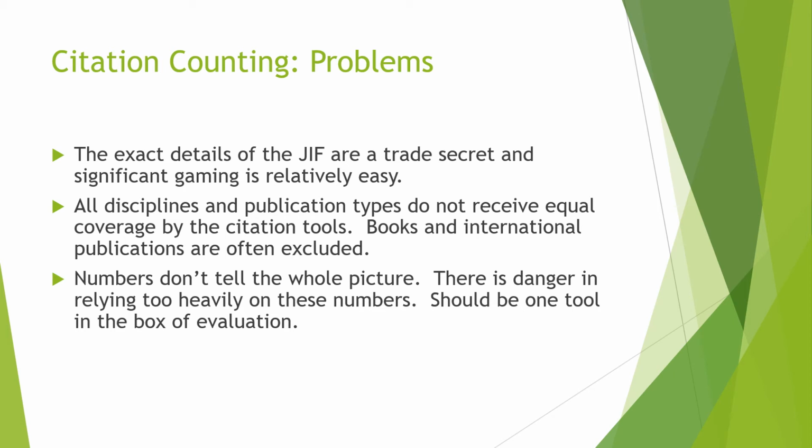All disciplines and publication types do not give equal coverage. For example, books are seldom covered, and scholars in the humanities generally publish books, so they're at a disadvantage. Same as international publications. I've published in the United States and in other countries as well, and those ones from other countries don't get included. As we all know, numbers just don't tell the whole picture. There's a lot of danger in relying too heavily on a number for anything. We have to look at these citation metrics as just one tool in our box of evaluating.